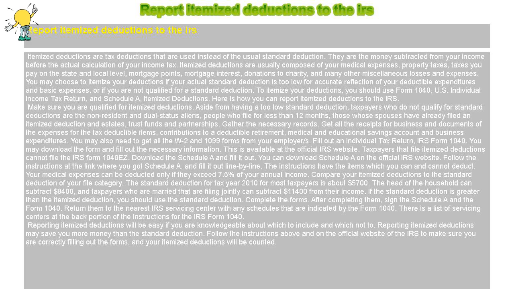Itemized deductions are usually composed of your medical expenses, property taxes, taxes you pay on the state and local level, mortgage points, mortgage interest, donations to charity, and many other miscellaneous losses and expenses.